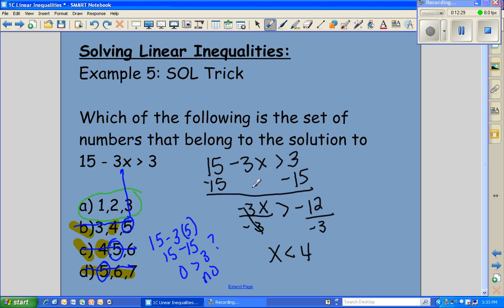So a lot of times when you're dealing with the SOL, if you forget the step by step by step method of solving an inequality, you can use the answers just by plugging them into the inequality or the equation to help you figure out what the correct answer is. All right, so if those are a couple of examples, so if you'll go on and do your classwork assignment with this, we'll see how you do with it.